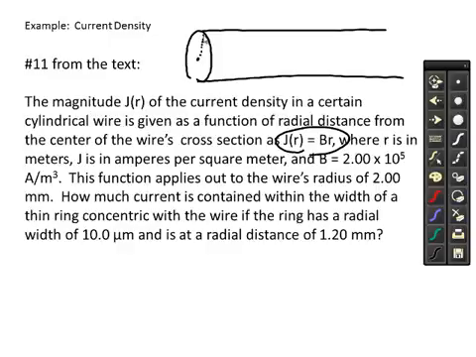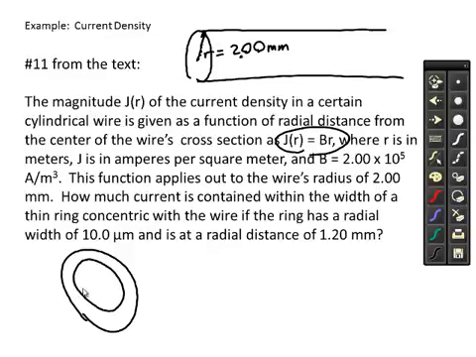Okay, so they give us the constants and everything, and they say this function applies to a wire with a radius of 2 millimeters. How much current is contained within the width of a thin ring concentric with the wire, if the ring has a radial width of 10 micrometers and is at a radial distance of, okay, so what they're asking here is, if this is the wire going into the board, how much current is going through, say, that much of it?